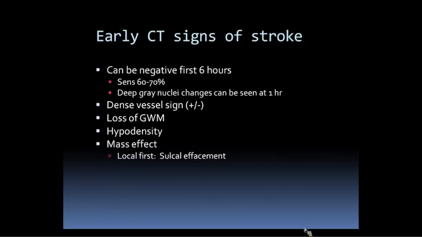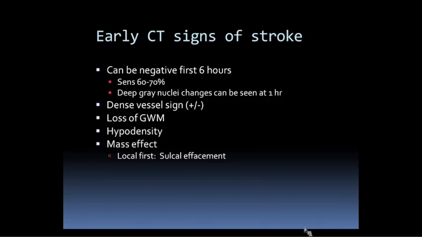CT can be negative in the first 6 hours. It's certainly positive the majority of the time, 60 to 70%, even within 6 hours, but it certainly can be negative. That's always the classic teaching. Some of the first places we can see changes are in the basal ganglia. I'll show you some examples. Those can be seen at 1 hour even. I think in a majority of cases, changes in the basal ganglia with MCA stroke are seen at 3 hours. Another early sign is the dense vessel sign.